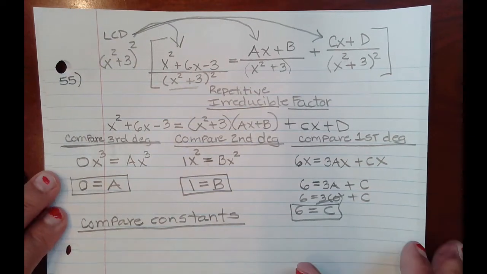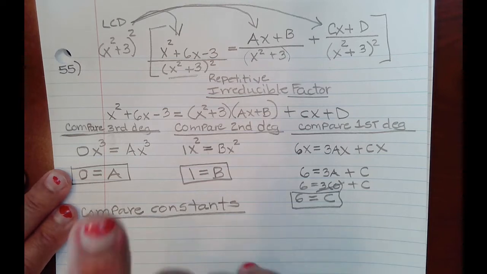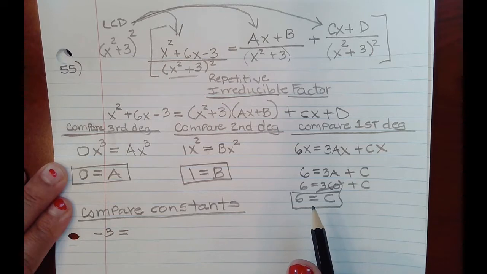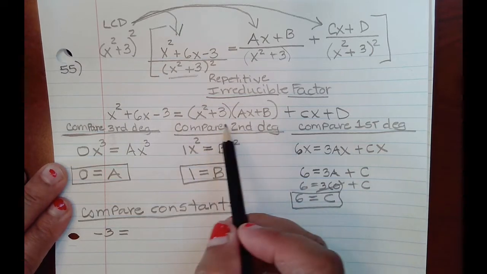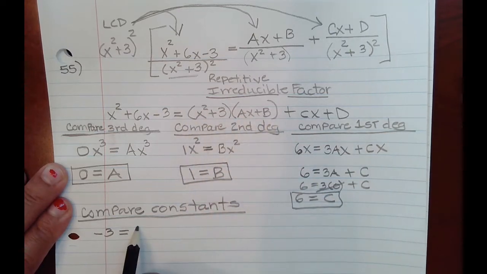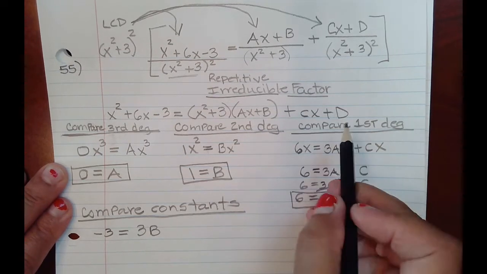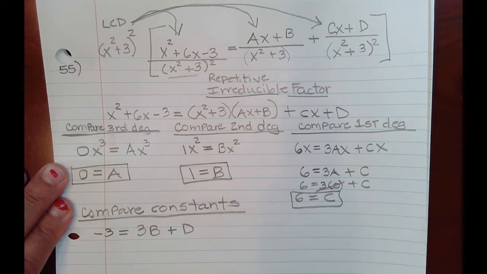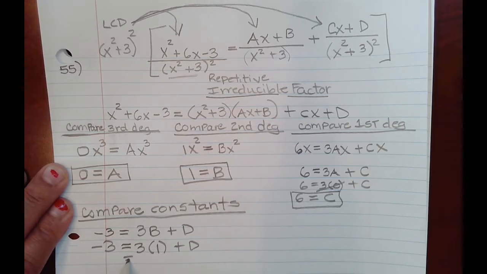Okay, so we have constants over here, -3. Constants on this side would be the last product of this FOILing process, last times last, which would be 3b. And the constant here is d. Okay, b value, we already know it's 1. So this is 3, this is d.